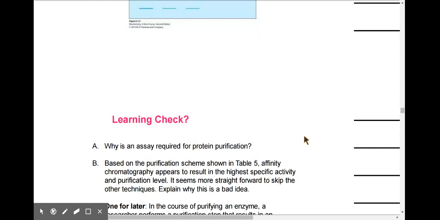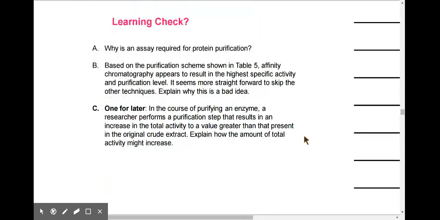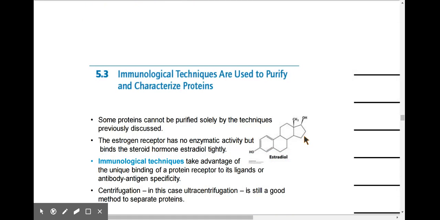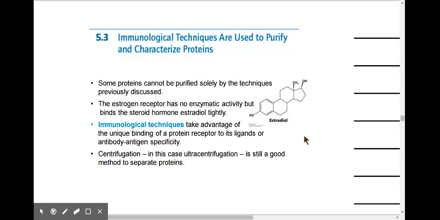So some proteins can't be purified solely by the techniques that we just discussed. And for example, the estrogen receptor has no enzymatic activity, and so we can't keep checking the activity at every step. There are immunological techniques that take advantage of specific binding, for example, a protein receptor to its ligand or an antibody to an antigen. And we're still going to use centrifugation, in this case ultracentrifugation, because it's still a really good method to separate proteins.